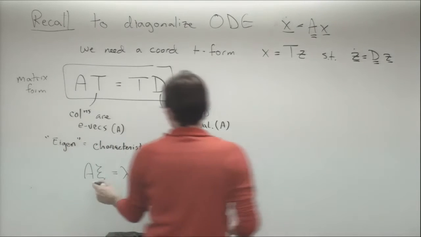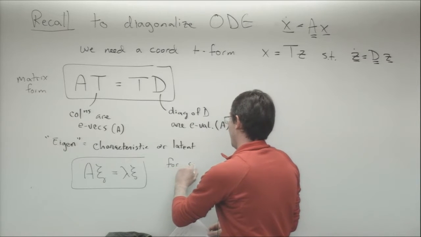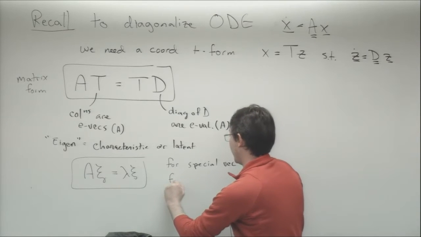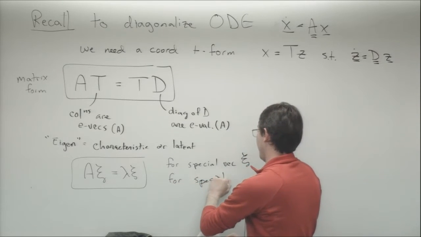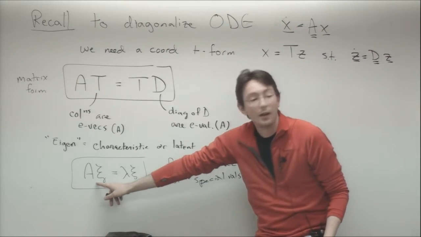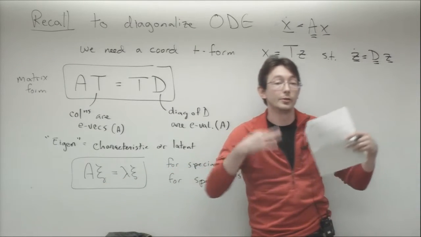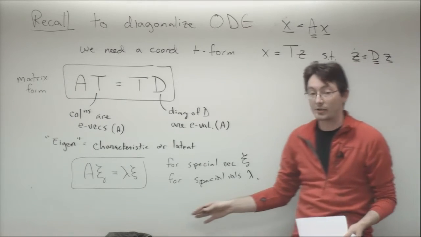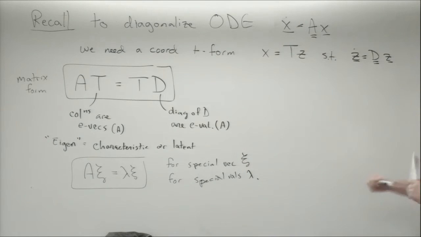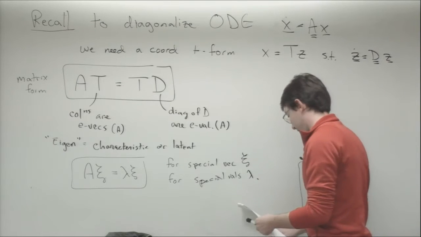Okay? And so this equation is the eigenvalue equation, and it's only true for very special vectors C and for special values lambda. Okay, so if you just pick some random C vector and some random lambda out of a hat, this is almost certainly not going to be true. It's only true for very, very special vectors C and very special values lambda, the eigenvectors and eigenvalues. Okay? So let's just do a quick example and figure out kind of what the geometry of this situation looks like.